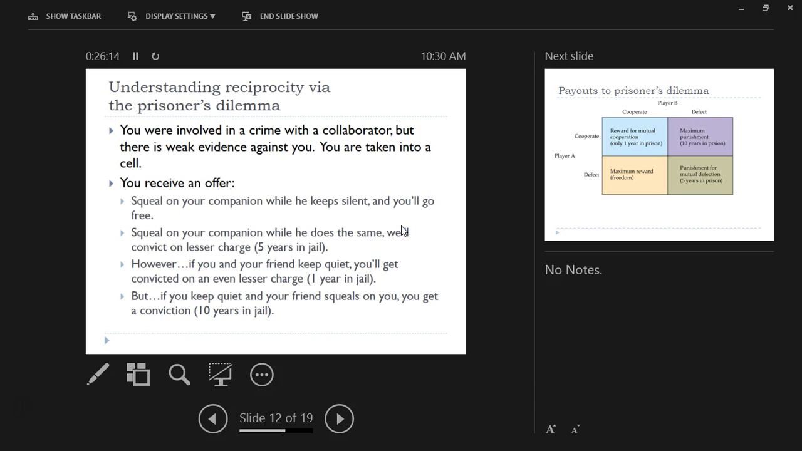That does rely on you staying quiet, and your friend also has to stay quiet and not succumb to the offer that the police are giving you. But you know also that if you keep quiet but your friend then squeals on you, if they defect, then you're going to get a massive conviction, hard time, you're going to serve 10 years in jail. So that's the worst possible outcome for you.